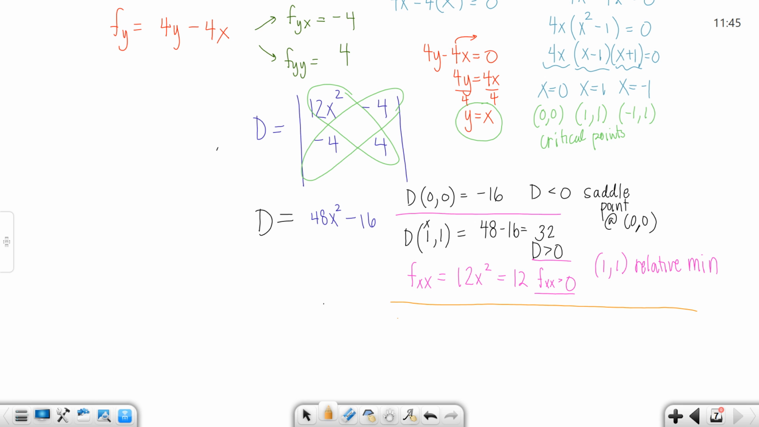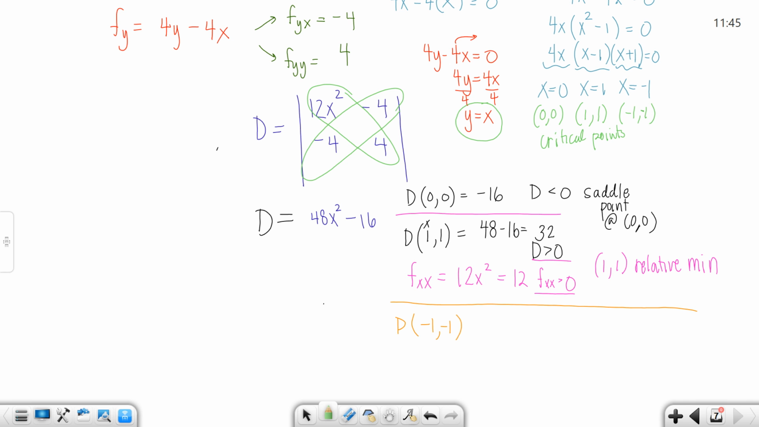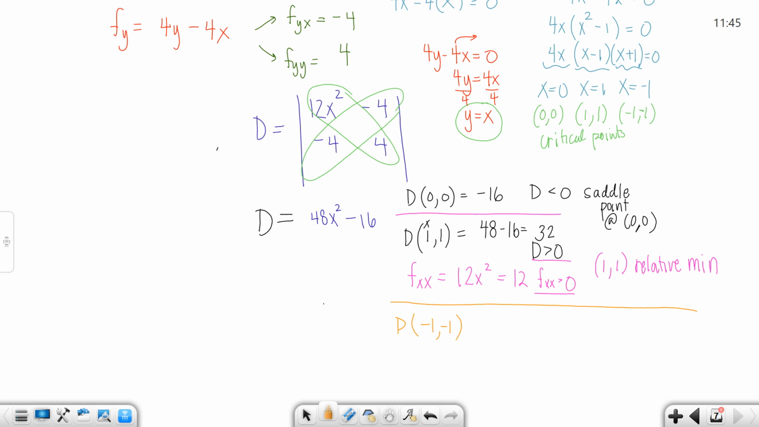Here's the next one. So you have D of negative 1, negative 1. Now notice up at the top, that should be a negative 1, so we need to fix that. I know that was driving some of you crazy. Sorry. If we plug in negative 1 into this blue D determinant formula, we get 48 times negative 1 squared, which would be positive 1, minus 16, so we still get a 32. And what I know about 32 is it is positive.